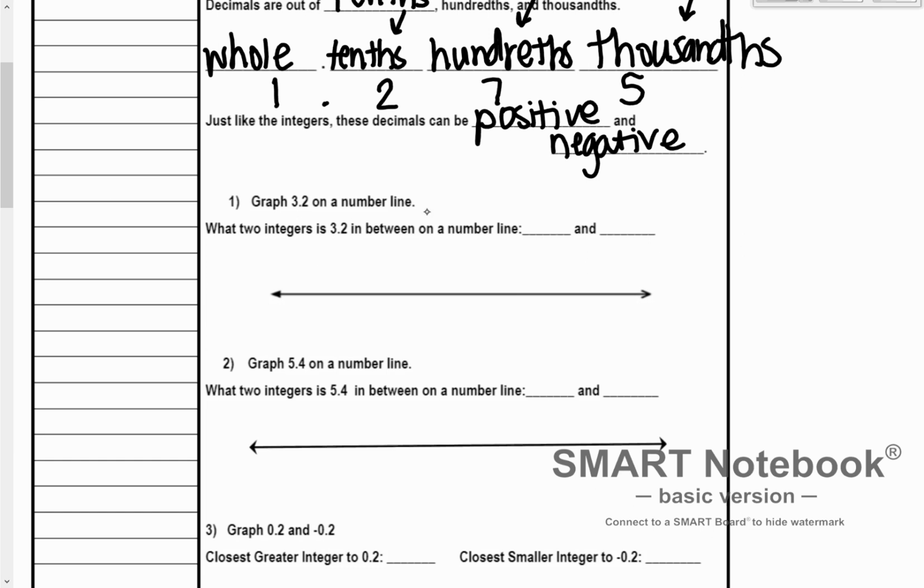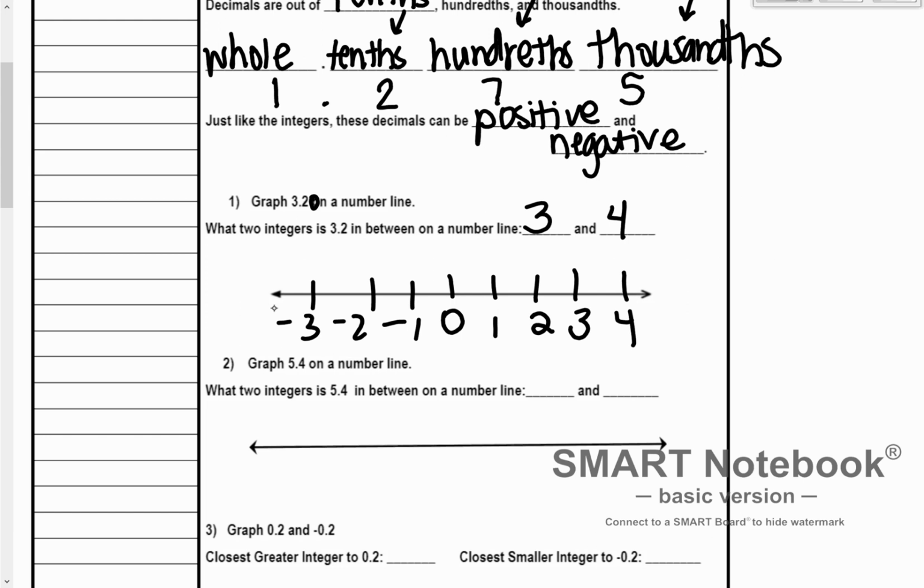So we want to graph 3.2 on a number line. Well, we need to know what two integers 3.2 is in between on a number line. Think about $3.20, which is in between having $3 and $4. So what we could do is make a number line with 0, 1, 2, 3, and 4, and negative 1, negative 2, negative 3, negative 4. But that's going to be really crammed. So instead we are just going to put a 3 and a 4 on our number line.